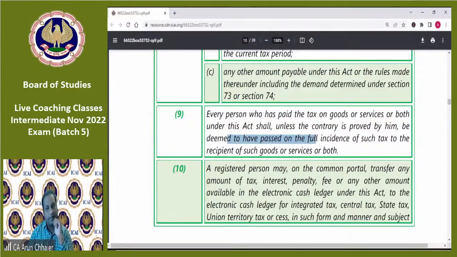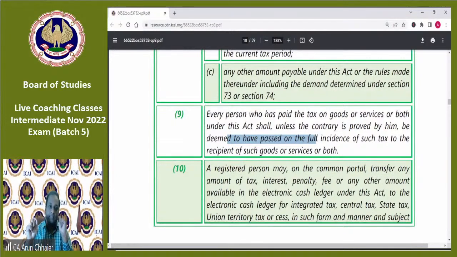Burden of the tax passed to the customer has a simple meaning: if I am supplying goods or services to you and I have collected the amount including taxes, it means I have passed the incidence of the tax to you. It is being used at multiple places. So what is the use? I would like to give one example, not relevant from the exam point of view, but relevant for understanding.